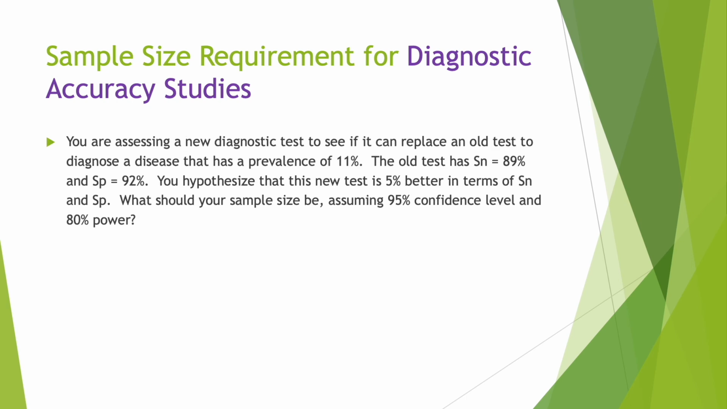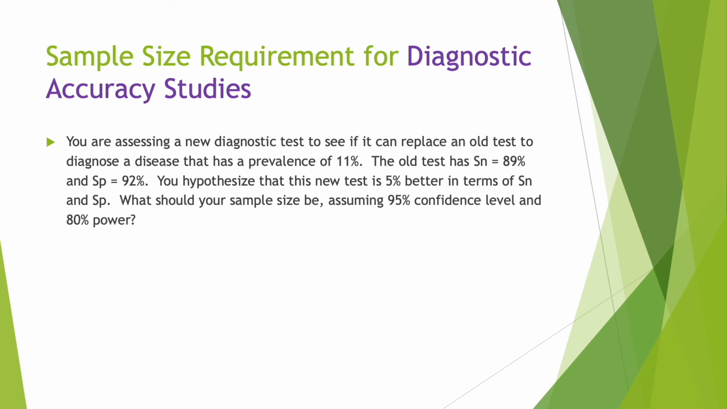You are assessing a new diagnostic test to see if it can replace an old test to diagnose a disease that has a prevalence of 11%. The old test has a sensitivity of 89% and specificity of 92%. You hypothesize that this new test is 5% better in terms of sensitivity and specificity. What should your sample size be, assuming 95% confidence level and 80% power?